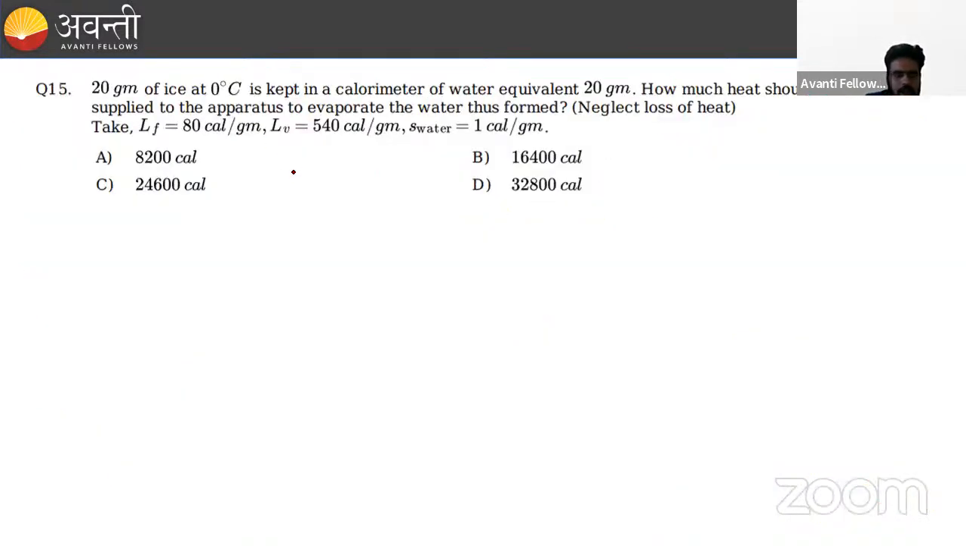In this problem, what is given is that ice at 0 degrees Celsius is kept in a calorimeter whose water equivalent is given, and how much heat is supplied to evaporate the water. Ice is given here and we have to convert it into vapor. How can we convert ice into vapor? By supplying heat. Firstly, ice is converted into water, then water is converted into vapor or gas.